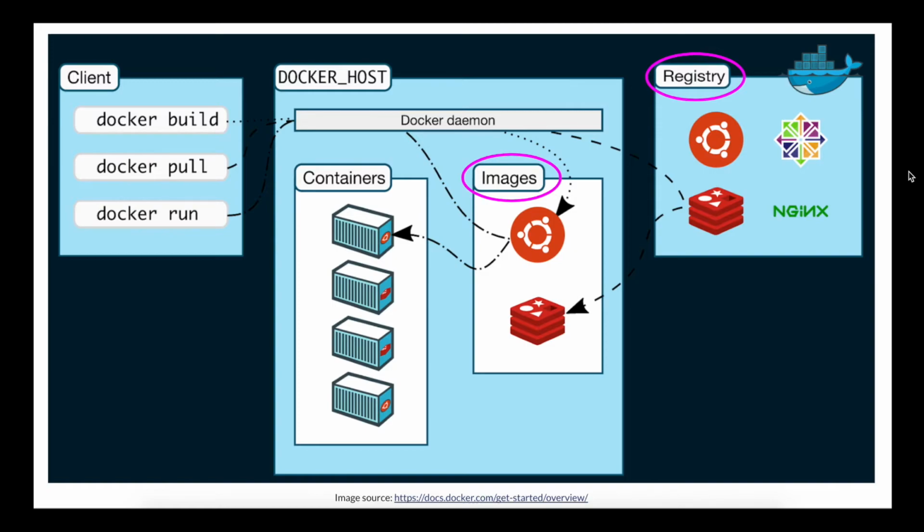Let's assume that our client is a command line interface. We can use the docker pull command to pull an already created image from the registry into the local machine, or we can use the docker build command to build the image ourselves using the instructions we provide to Docker. Once we have an image built, we can use the docker run command to execute the application within the container.